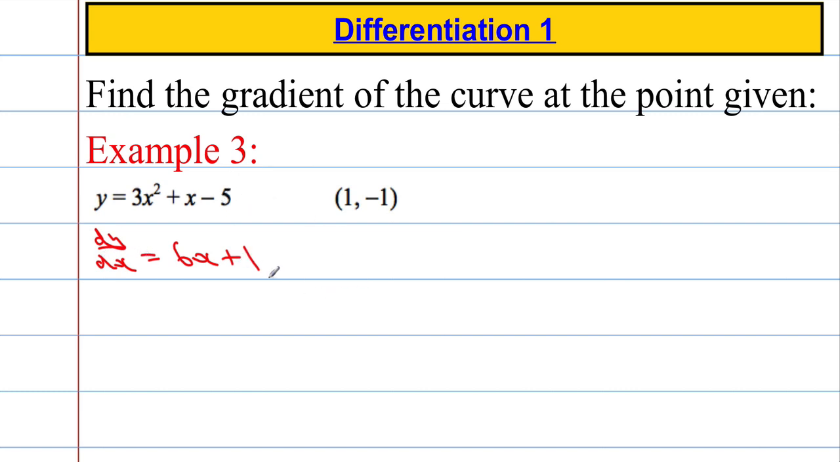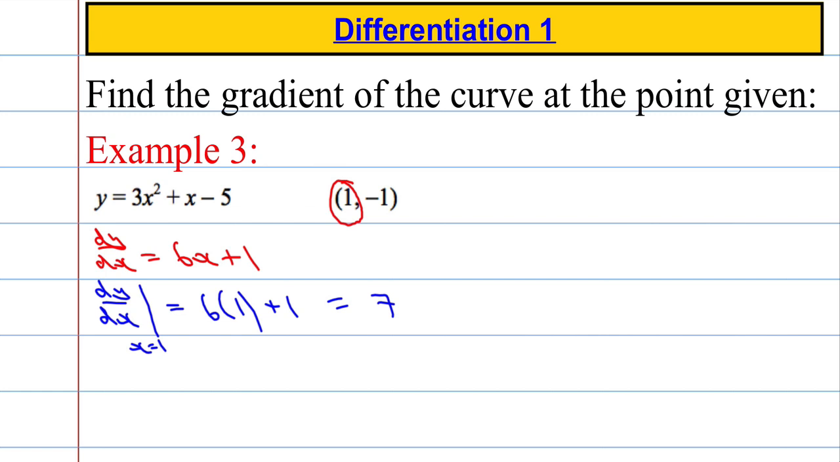So the derivative of x is simply just 1, and the derivative of a constant is 0. So the gradient function is 6x plus 1, and I want to find the gradient of the curve at this point. So I'm going to use the fact that x has a value of 1 here. So I'm going to take dy by dx and evaluate it when x is equal to 1. So I substitute 6 times 1 and add 1, which is going to be 7.